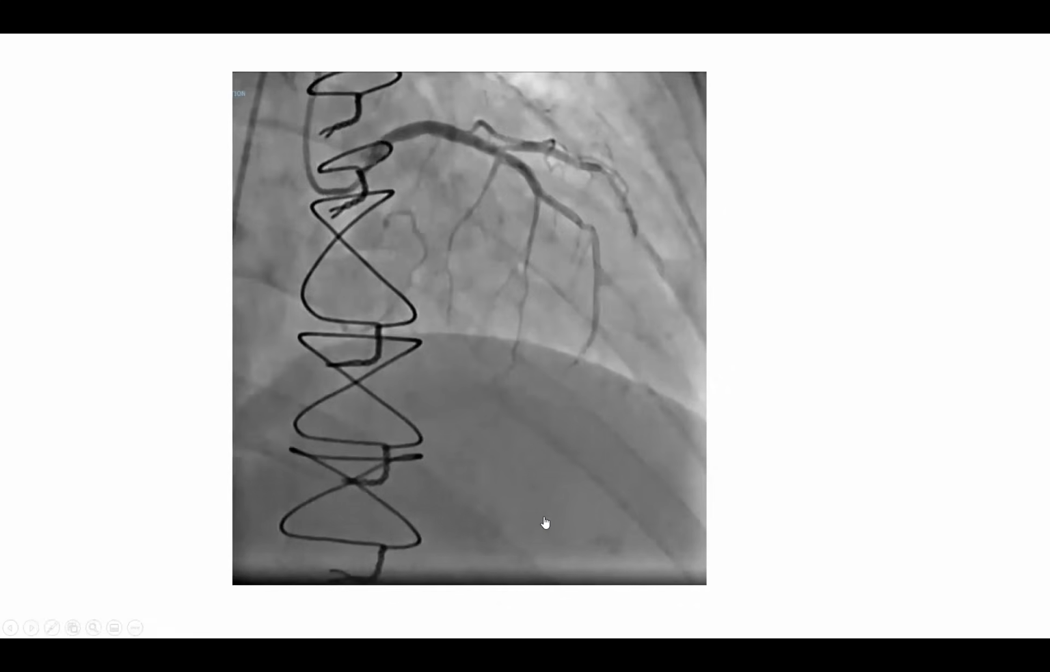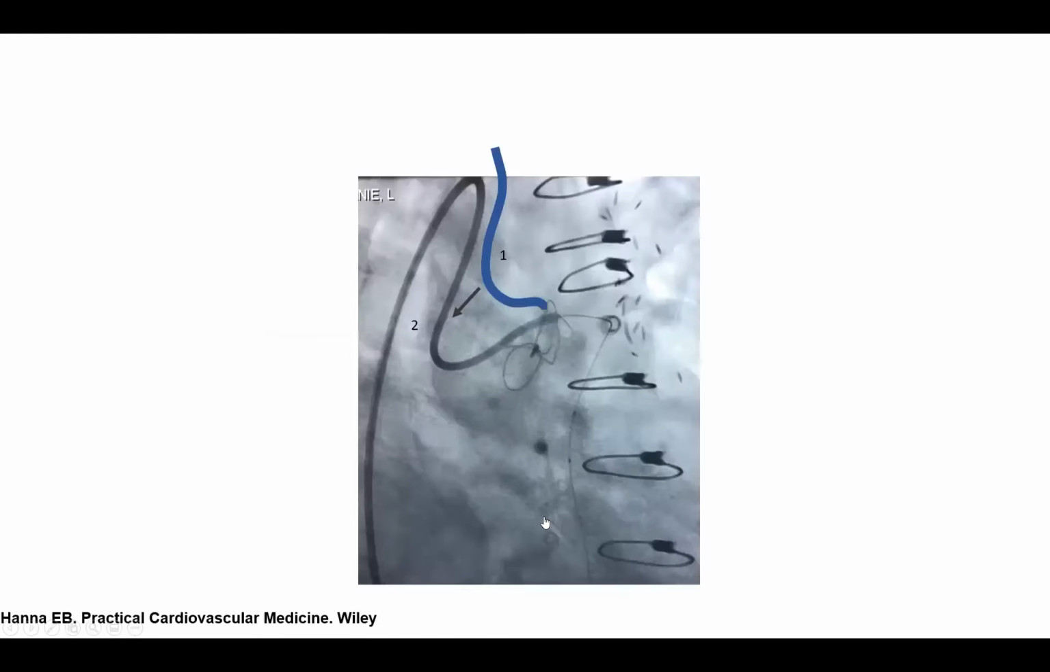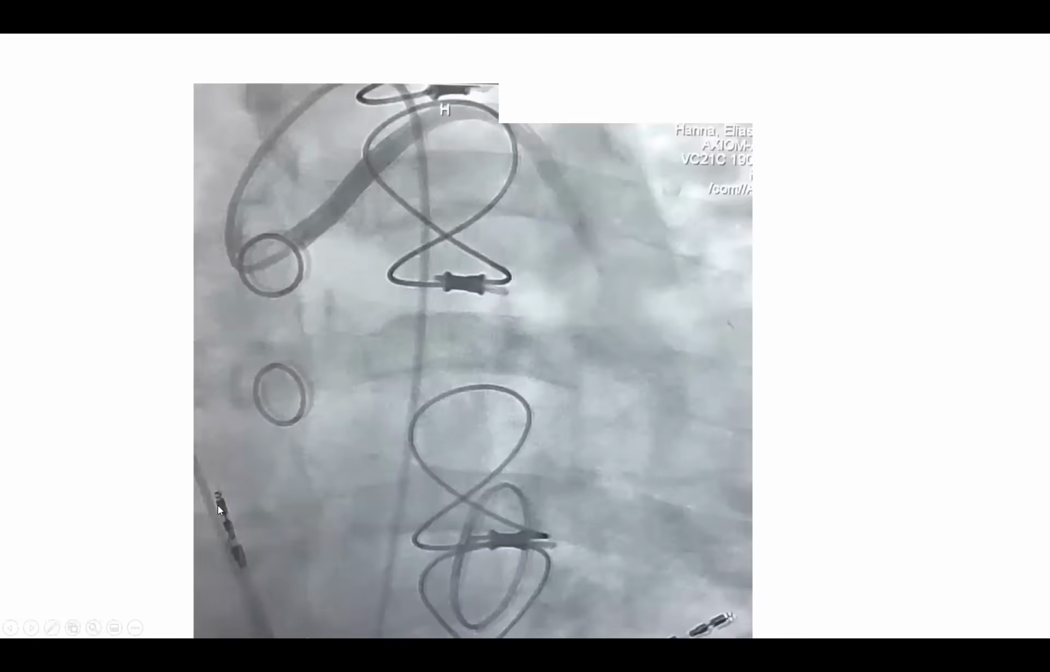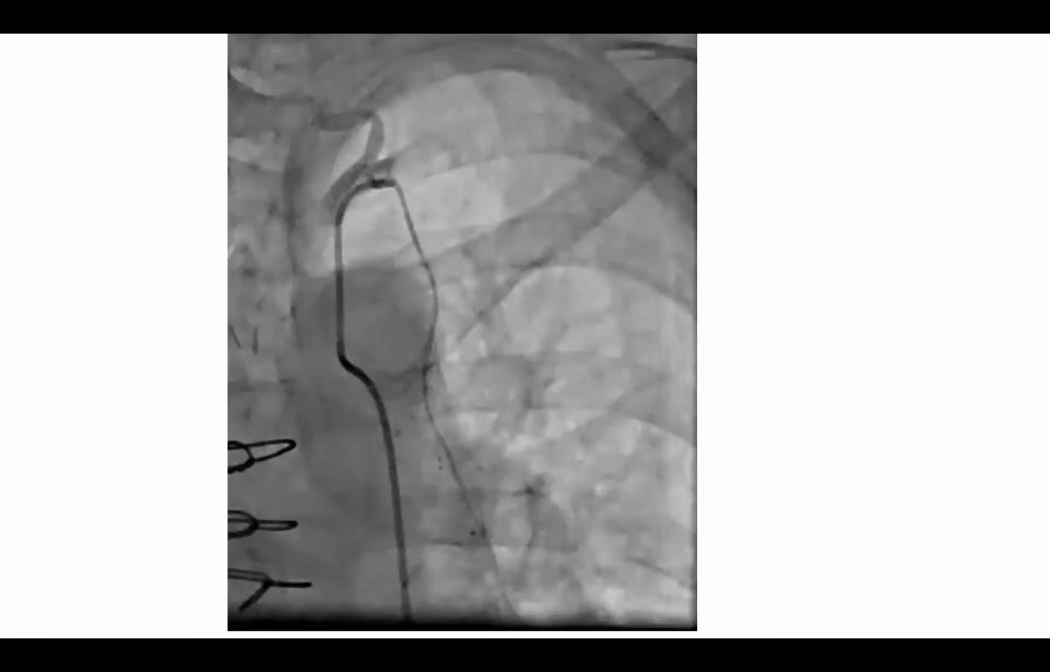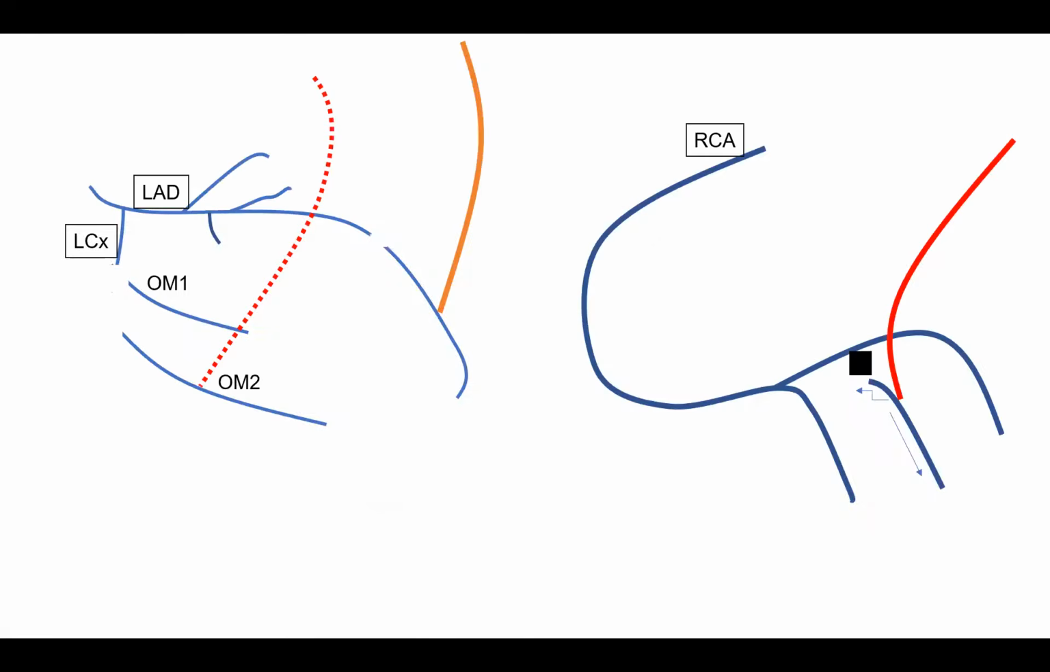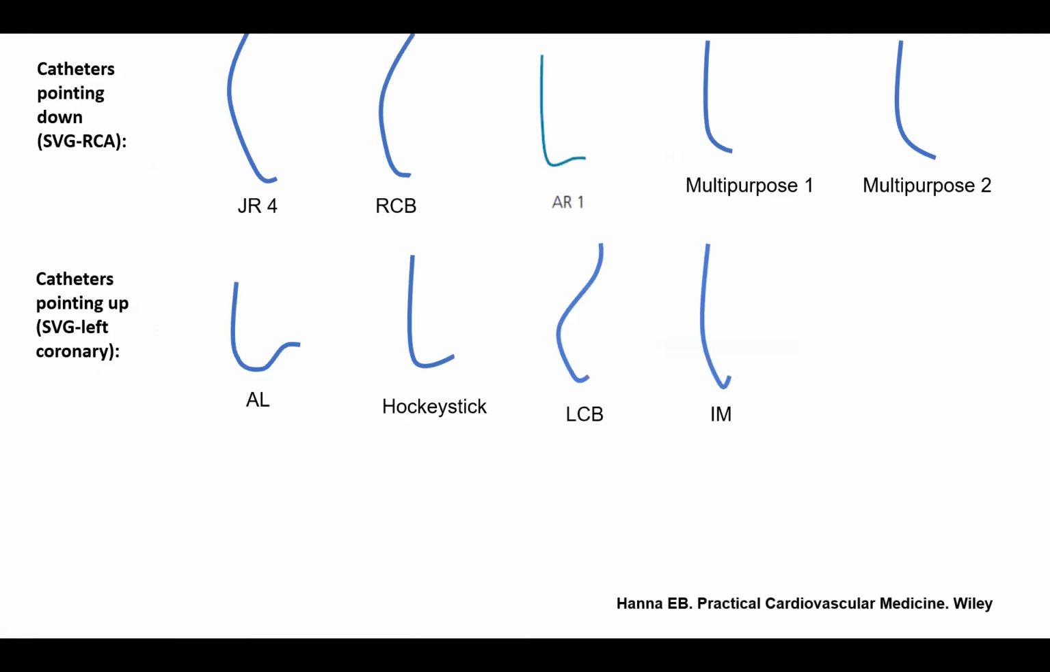I'll skip that. I will show a couple more ideas for those who can stay. How to use an MPLATS left. So, graft to the left. I mentioned to engage the graft to the left, it's pointing up, but the JR4 is okay to do diagnostic. However, if you want to do an intervention on a graft to the left, you need something more supportive.